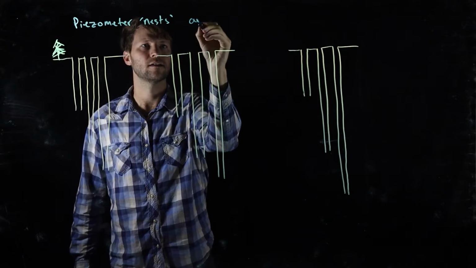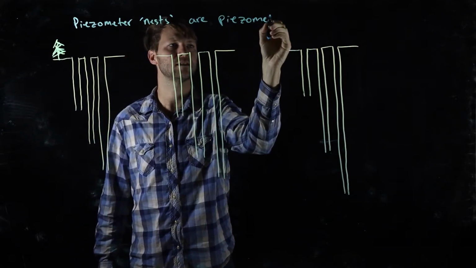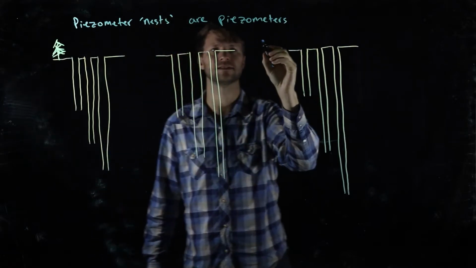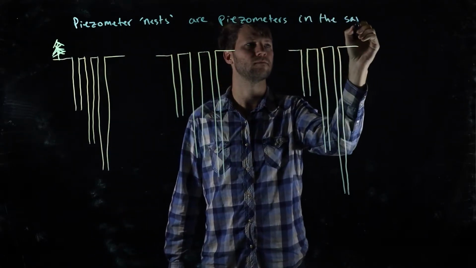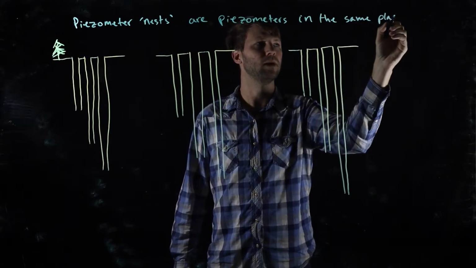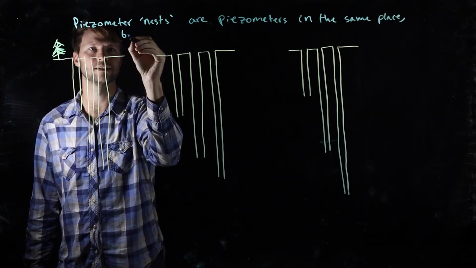Piezometer nests are groups of piezometers that are in the same place on the ground surface, but they reach to different depths in the subsurface.